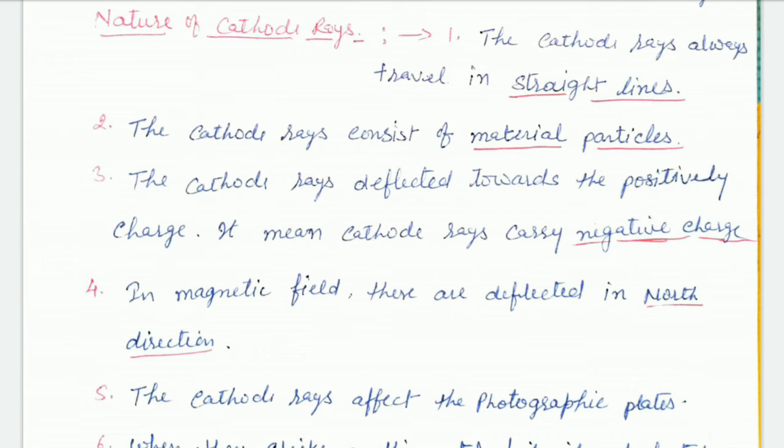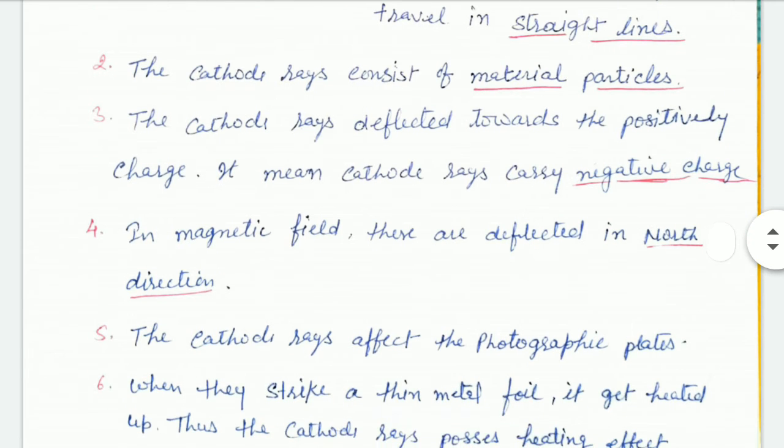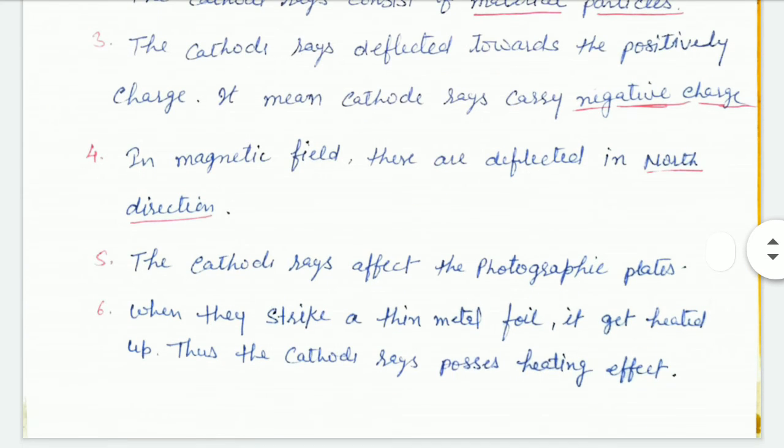Third, the cathode rays are deflected toward the positive charge. Therefore, they are negative charge and deflected to the positive charge. Fourth, in a magnetic field, these are deflected in the north direction. North direction is actually the positive direction. Therefore, these rays are negative charge rays, and so are deflected in the north direction.